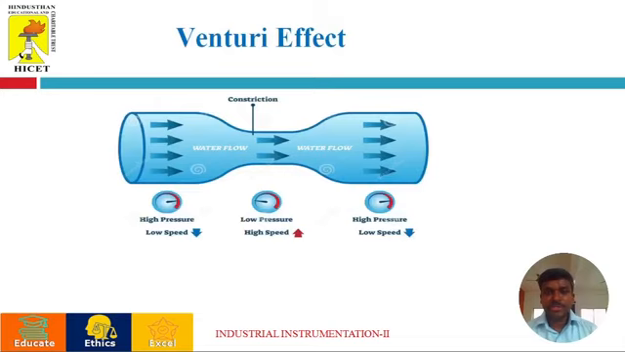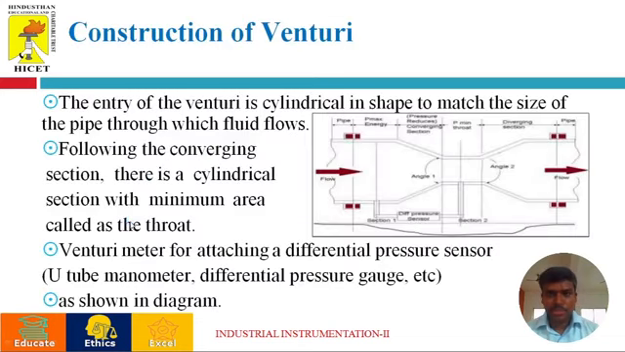And this is the Venturi effect. The Venturi effect is popularly used in many fluid applications. Here, when the flow passes through a narrow passage, it creates a pressure difference. That is, high pressure with low speed and low pressure with high speed. So this is what is exactly used in Venturi meters.